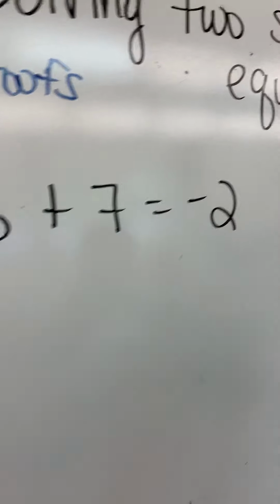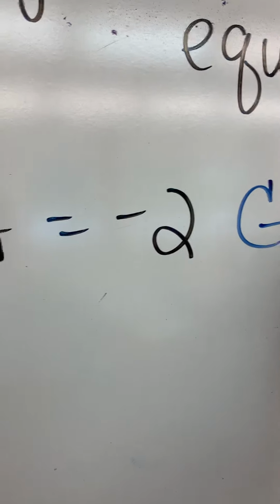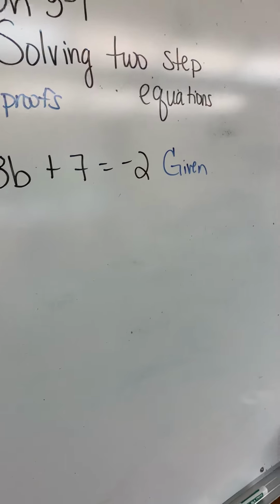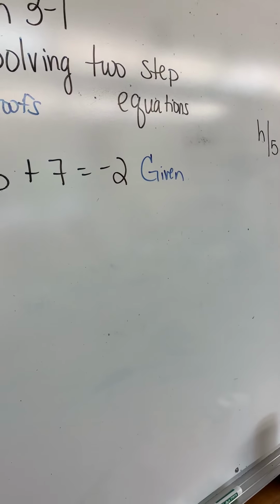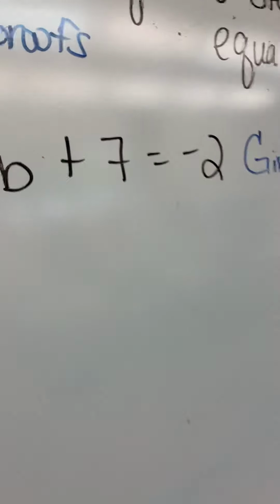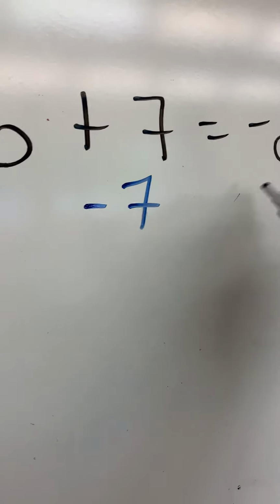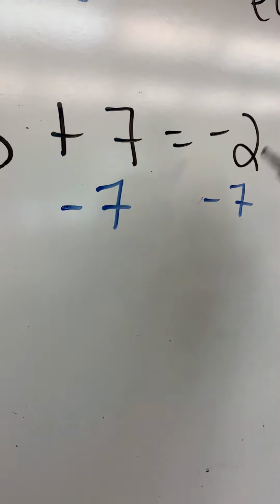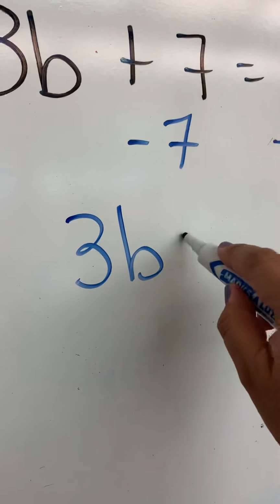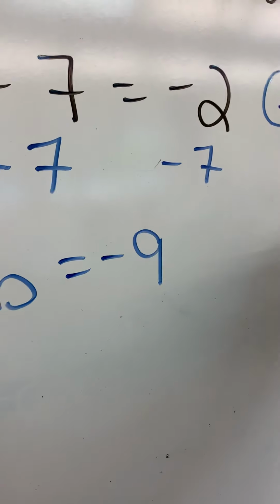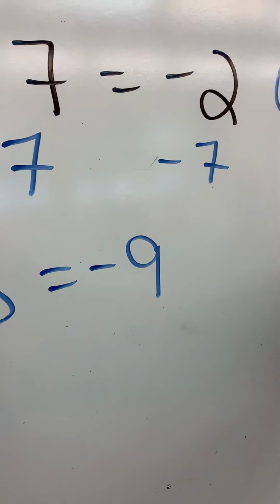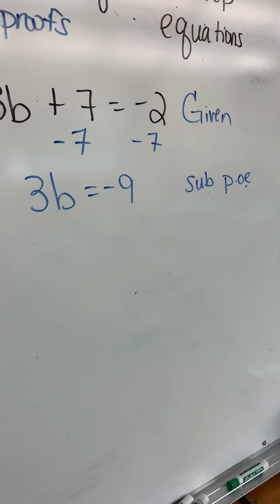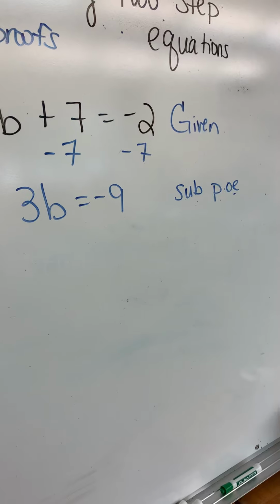The very first thing you write down is the problem, which is your given. That's your very first step. Second step, how do I get b by itself? You have to subtract. Subtract what? Subtract 7. Do the opposite operation because you're taking it across the equal sign. So we're taking the 7 over, and we have to subtract it. Now you have 3b equals a -9. Over here, you describe what you did. We did the subtraction property of equality. So I label it subpo, subtraction property of equality.